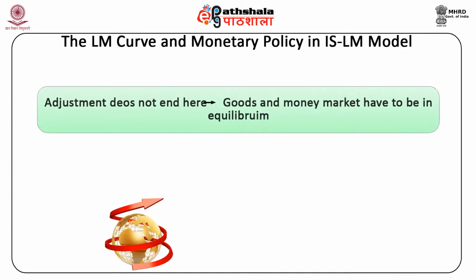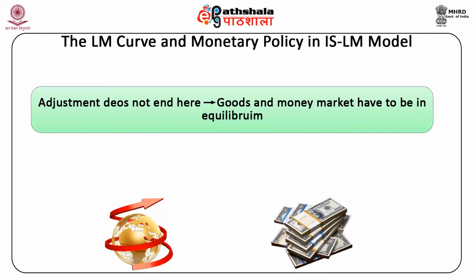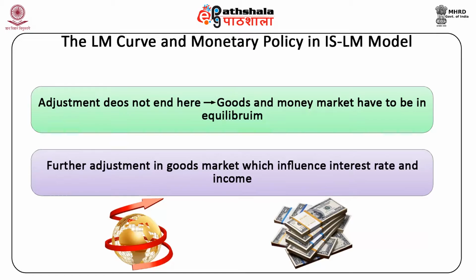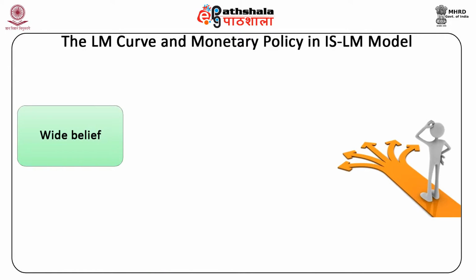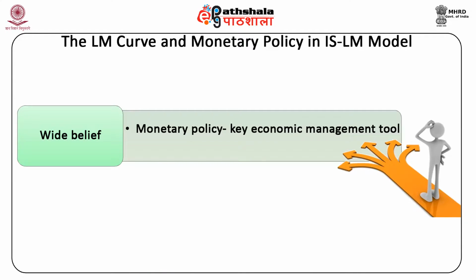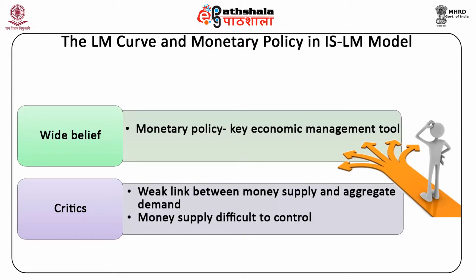However, adjustment does not end here because in the IS-LM framework, both the goods and money markets have to be in equilibrium. So there is further adjustment in the goods market which influences the interest rate and income level. It is widely believed that monetary policy is a key economic management tool. However, critics point out that there is a weak link between the money supply and aggregate demand, and the money supply is difficult to control.